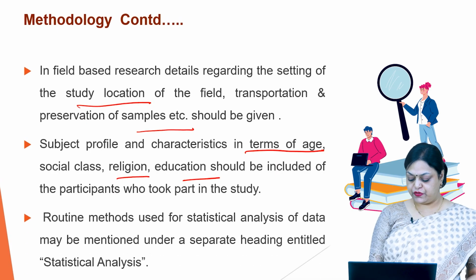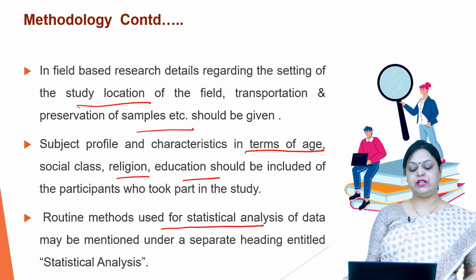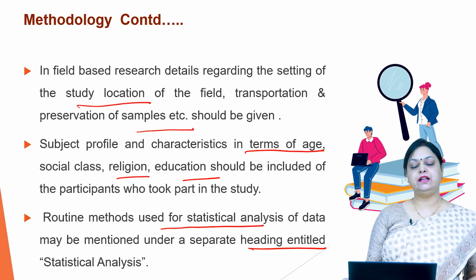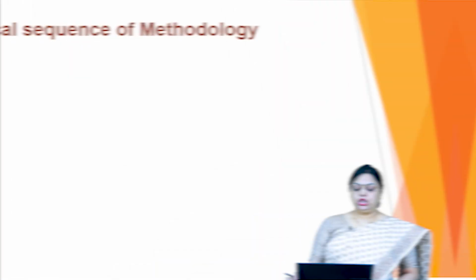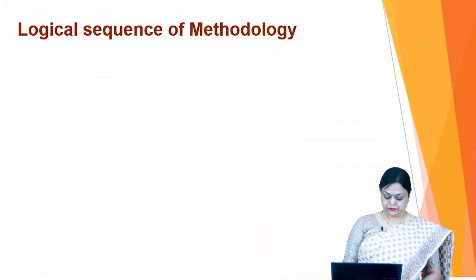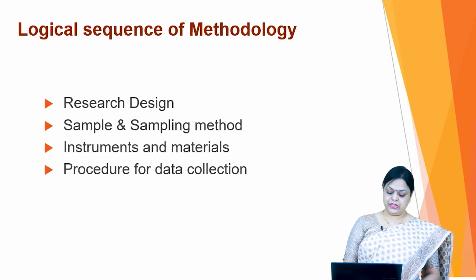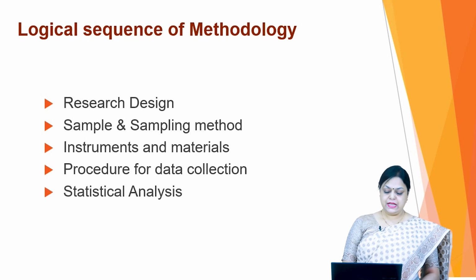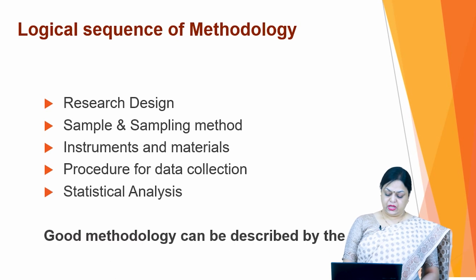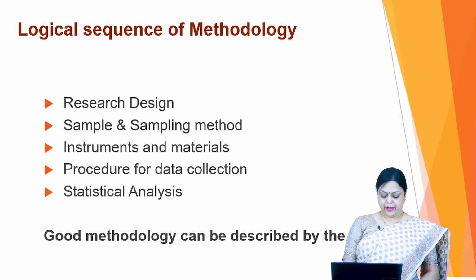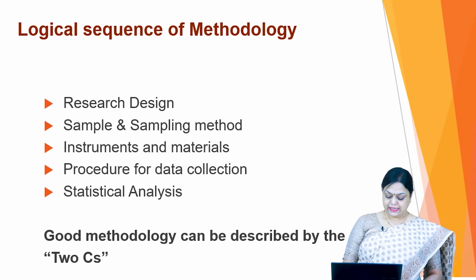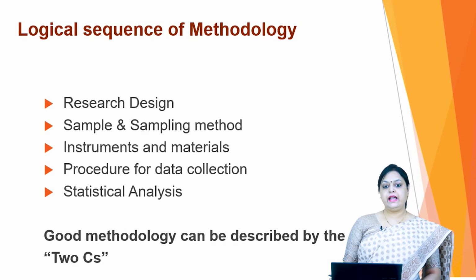Routine methods used for statistical analysis may be mentioned in the separate heading entitled Statistical Analysis. Logical sequence of methodology. In line with that, the methodology should cover research design, sample and sampling method, instrument and material, procedure for data collection, statistical analysis. It should be kept in mind that good methodology can be described by the 2 C's, that is clear and clean.